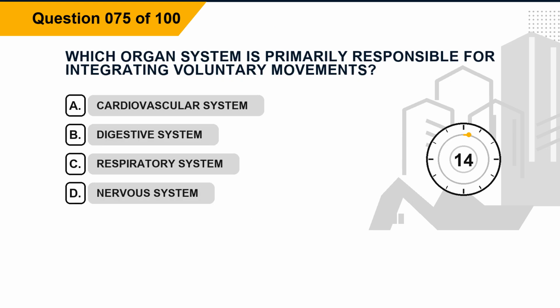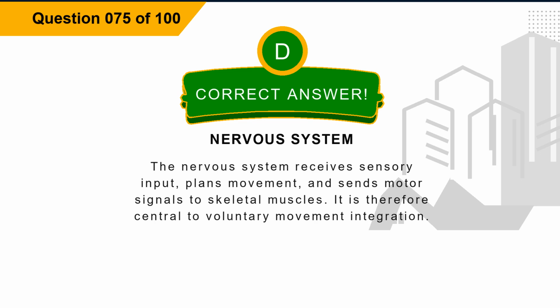Question 75. Which organ system is primarily responsible for integrating voluntary movements? Option A, cardiovascular system. Option B, digestive system. Option C, respiratory system. Option D, nervous system. The correct answer is option D, nervous system. Explanation.